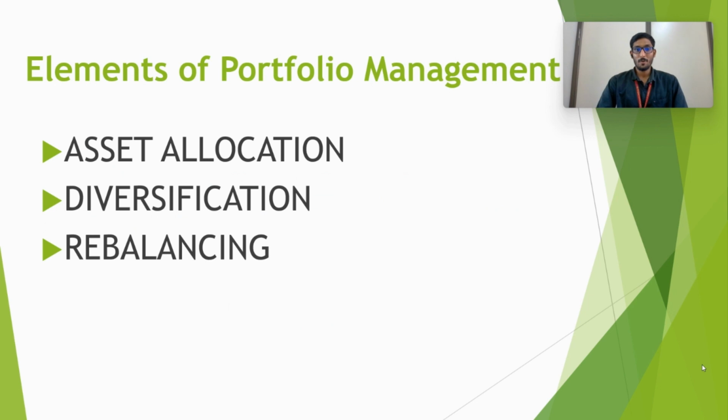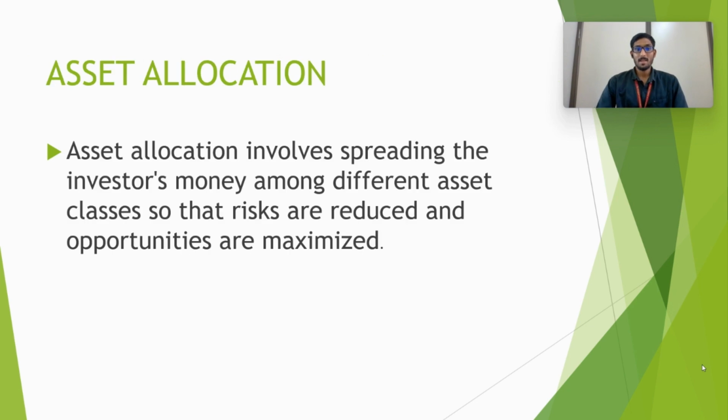These are the elements of portfolio management: asset allocation, diversification, rebalancing. Asset allocation involves spreading the investor's money among different asset classes so that the risk of the given asset is reduced and the returns are increased, and vice versa. If a single nature of asset is being held by an investor, the risk is very high and the returns may go bad.